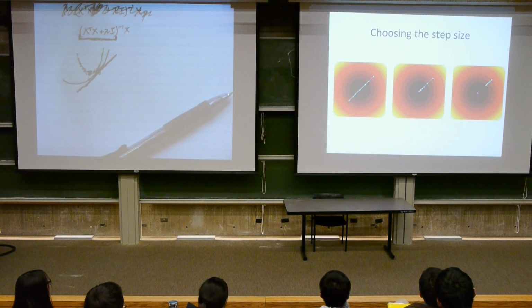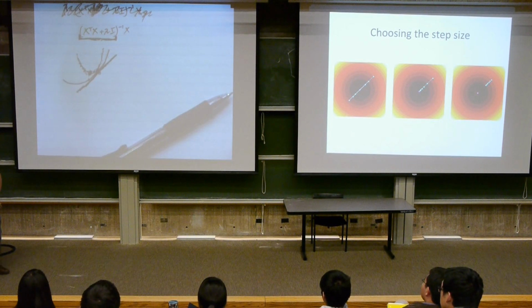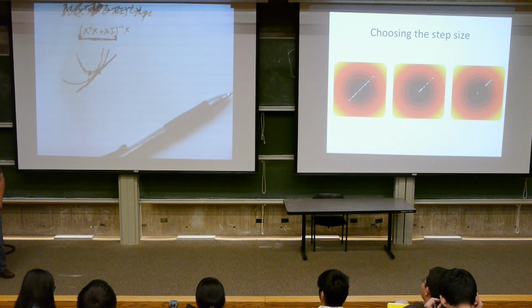So how can we choose the step size? Well, if you know something about your function, there are various things you can do. If you know the Lipschitz constant of the function, which is a bound on how fast the function can vary, then you can theoretically choose a step size based on that. That's the optimal step size. But usually we don't know that.